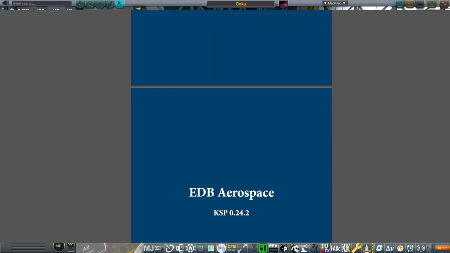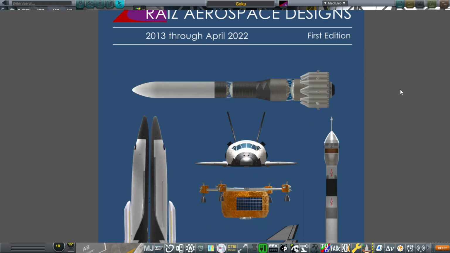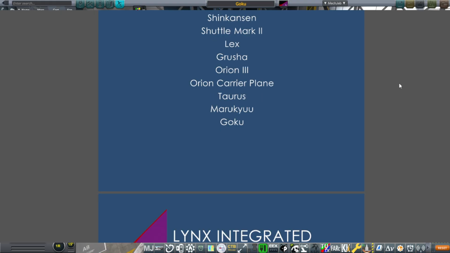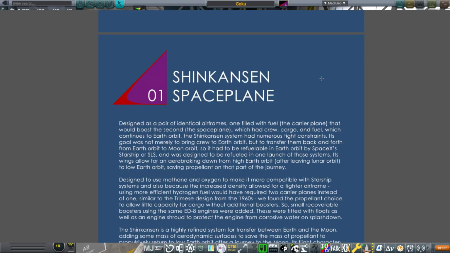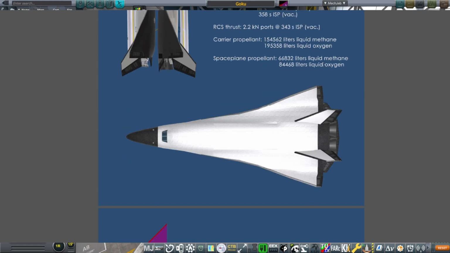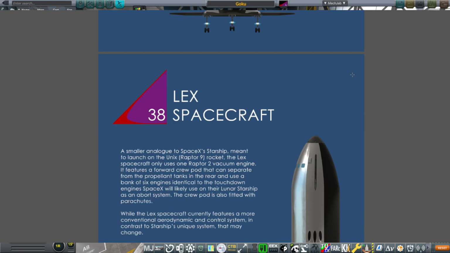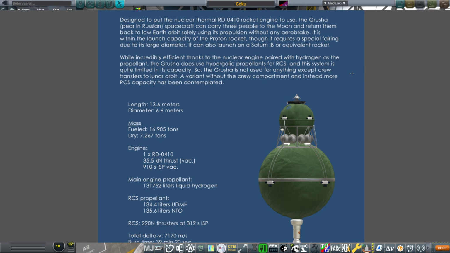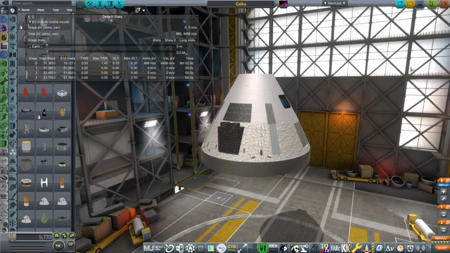I made a schematic compendium more recently, so we should take a look at that. I call this Raised Aerospace Designs, and this is from April 2022, and this will include a lot of the ones that I show off today, but I've done more. I, in fact, won't even show the Lynx spacecraft because that's too basic. I will show the upgraded version of the Shinkansen spaceplane and discuss that as well as the Shuttle Mark II. I won't discuss the Lex spacecraft. That's too basic. So, yeah. Those are some of my efforts, but let's start with this.